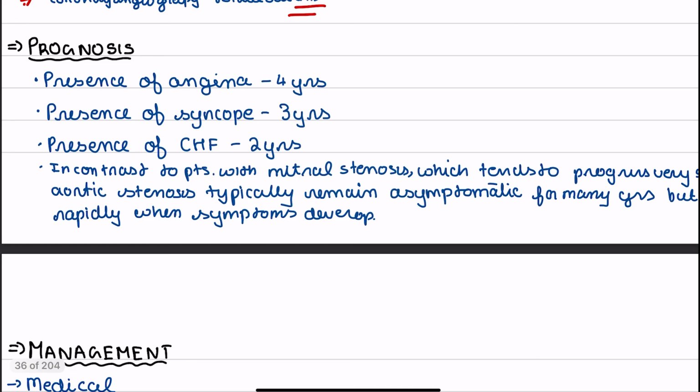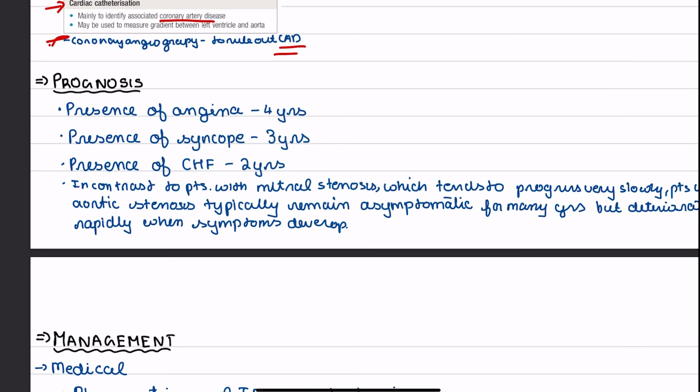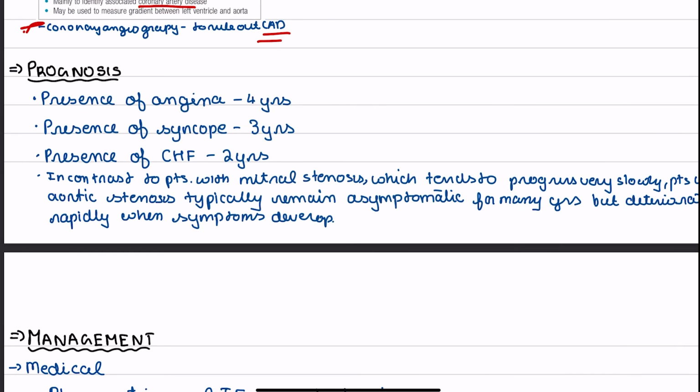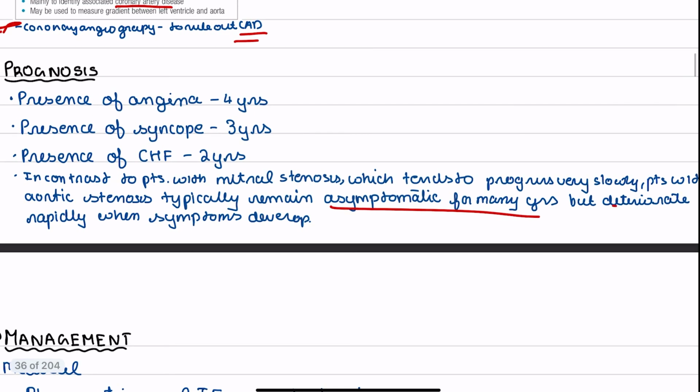Okay, so the prognosis. If there is presence of angina, usually without intervention, the prognosis is 4 years. Presence of syncope is 3 years, and the presence of chronic heart failure 2 years without intervention. In mitral stenosis, it tends to progress very slowly. It takes years and years for the patient to deteriorate. But in aortic stenosis, the pattern that we see is they remain asymptomatic for many years. So they may not have symptoms in the initial many years, but suddenly they may deteriorate and symptoms may develop.